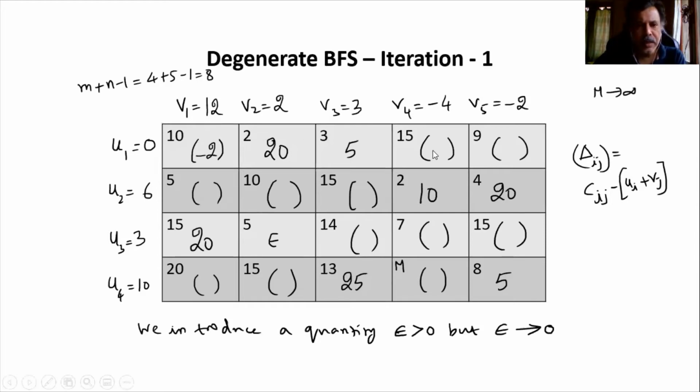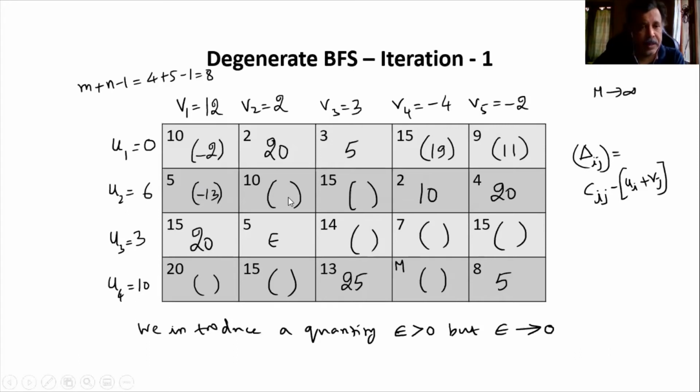Moving on to the next one, 0 minus 4, it is minus 4. Then 15 minus of minus 4, it becomes 15 plus 4. So it is 19. Then here 0 minus 2, it is minus 2. 9 minus of minus 2, it becomes 9 plus 2. So it is 11. Here it is 6 plus 12, it is 18. 5 minus 18, it becomes negative 13.